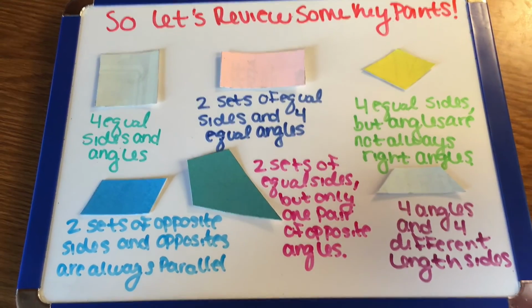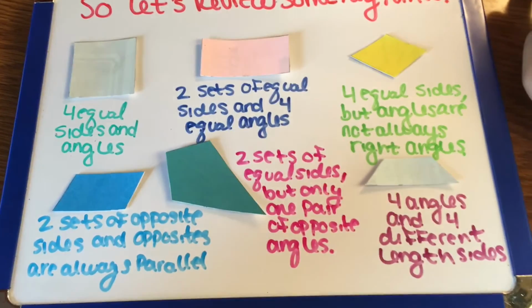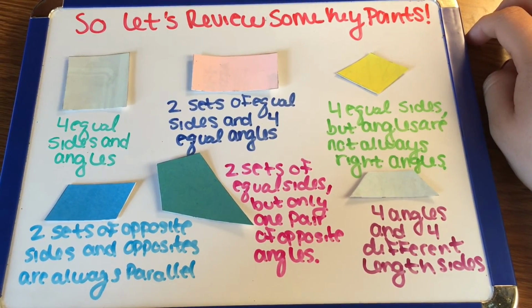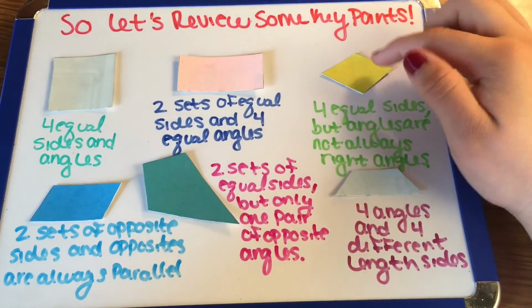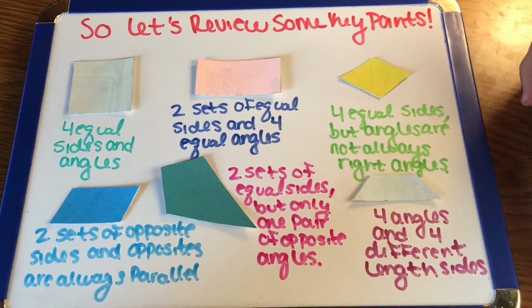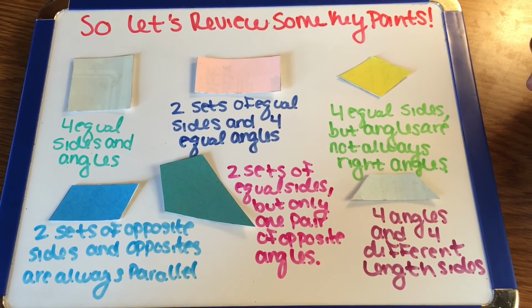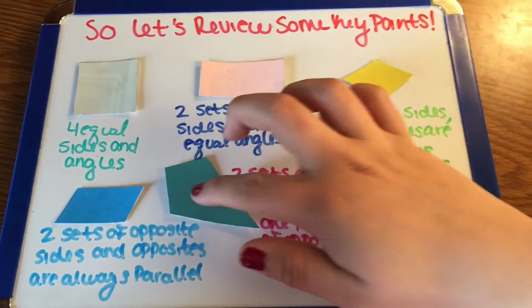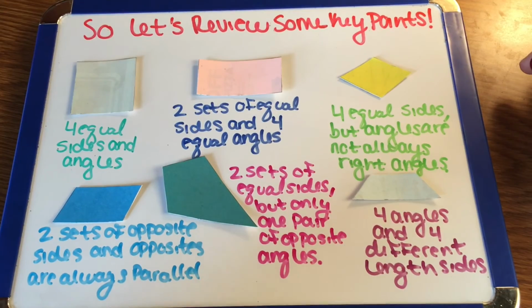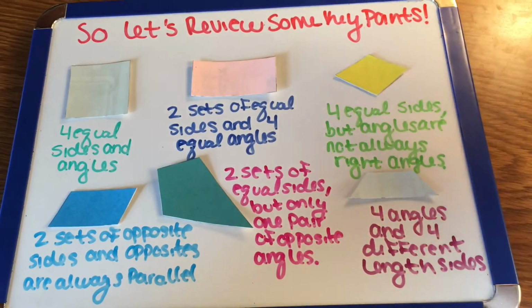So let's review some key points. If we look at this square, we know that a square has 4 equal sides and angles. If we look at this rectangle, we know that there are 2 sets of equal sides and 4 equal angles. If we look at this rhombus, we know that there are 4 equal sides, but the angles are not always right angles. If we look at this parallelogram, we know that there are 2 sets of opposite sides, and opposites are always parallel. If we look at this kite, we know there are 2 sets of equal sides, but only 1 pair of opposite angles. And last but not least, if we look at this trapezoid, we know that there are 4 angles and 4 different length sides.